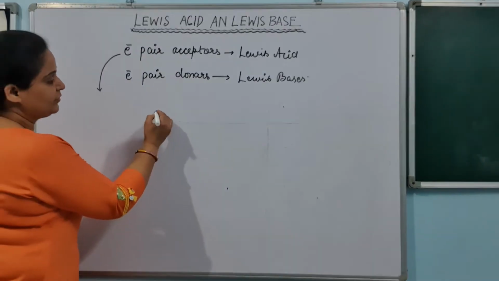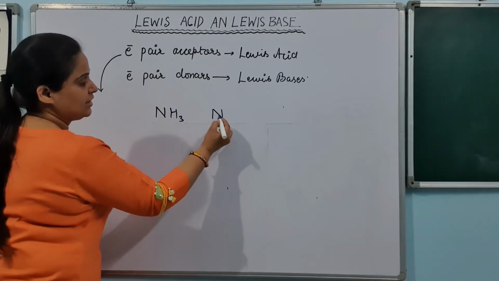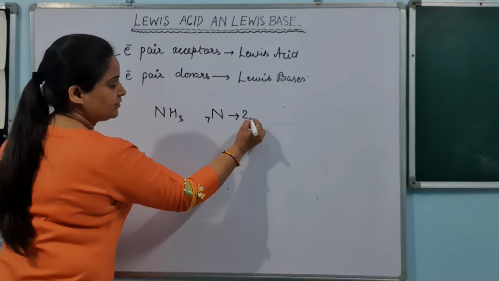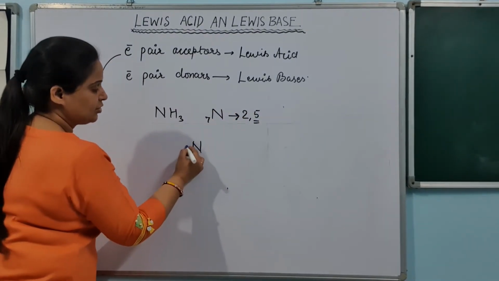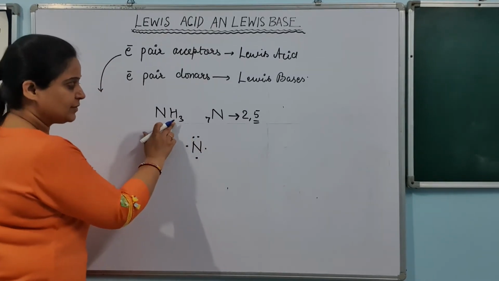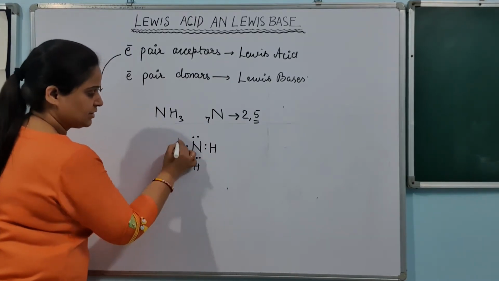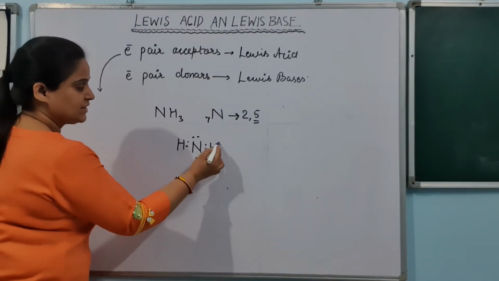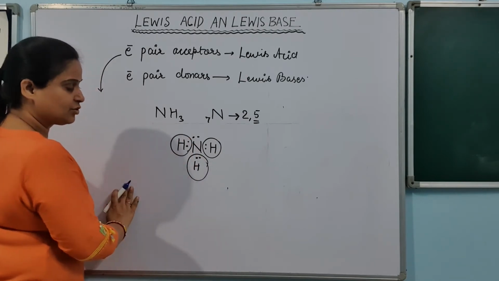Let's take the example of ammonia. So here we have ammonia. What is nitrogen? Nitrogen is 7. What is the configuration? 2 and 5. If it is 2 and 5, Lewis dot structure of nitrogen will be this. How will it make ammonia? By connecting with hydrogen, hydrogen and hydrogen. So you can see this is a satisfied compound where the hydrogen is satisfied with the 2 electrons.